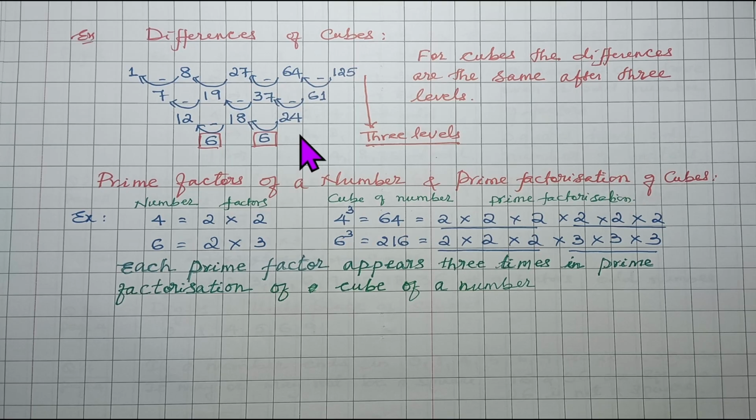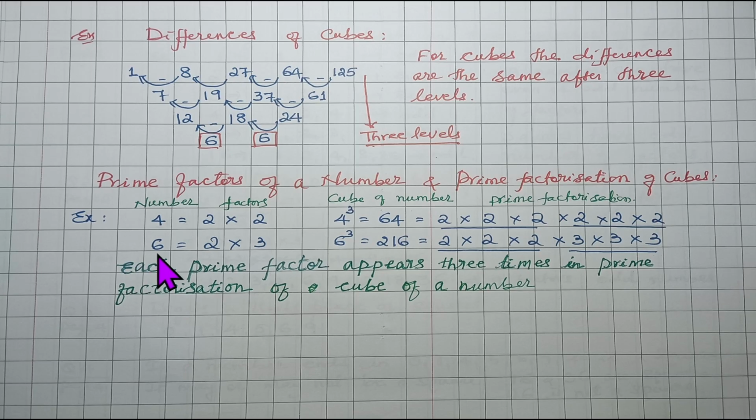Interesting property of cubes. Okay, now coming to the prime factors of a number and prime factorization of cubes. This is again a very interesting property. Now if you take the number 4, the prime factors of 4 are 2 into 2. Prime factors of 6 are 2 into 3. Now if I take the cube of 4, just increase each factor by 3 steps. That means 4 cube will be 64, and the factor in 4 is 2, and the factors in 4 cube will be a triple, that is 2 into 2 into 2, and the second also will be a triple, 2 into 2 into 2.